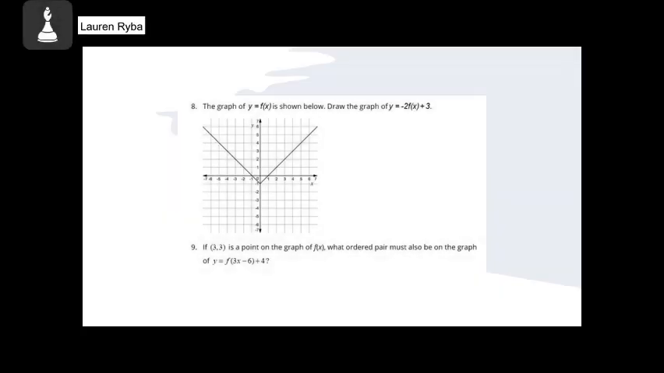We have an absolute value graph, and what they want us to do this time is do -2 times the function and then add 3. So what that means is we have to change the y. The x's are not changing. F of x. So x does not change. X stays as is. To find the y's, you're going to take -2 times the current y value and then add 3.